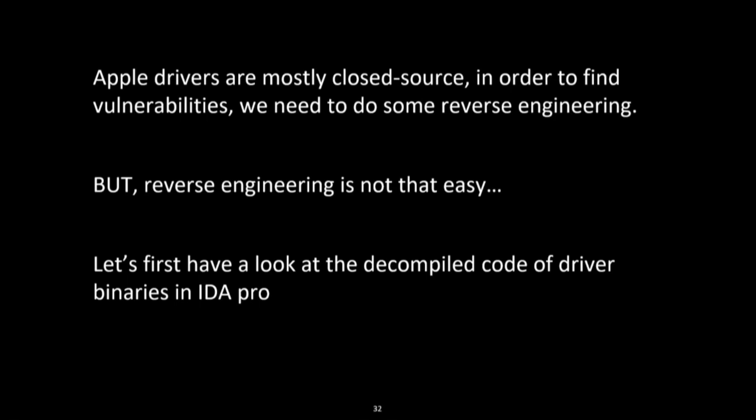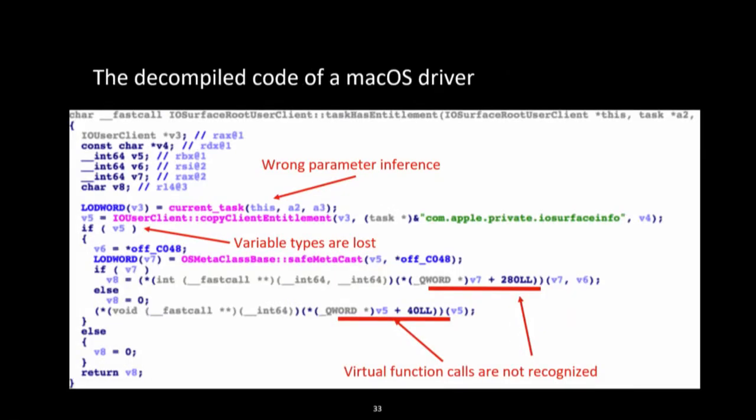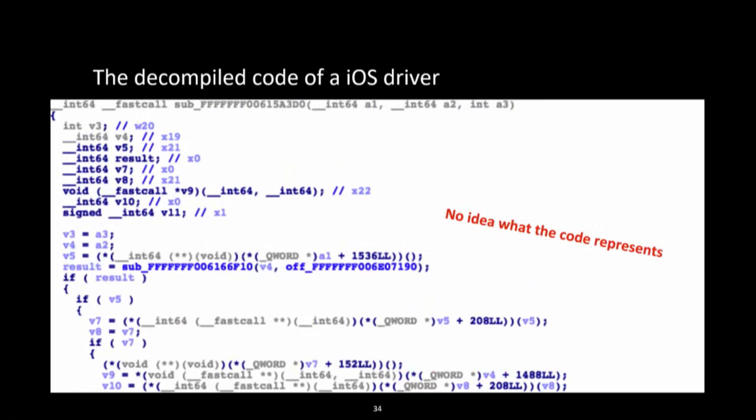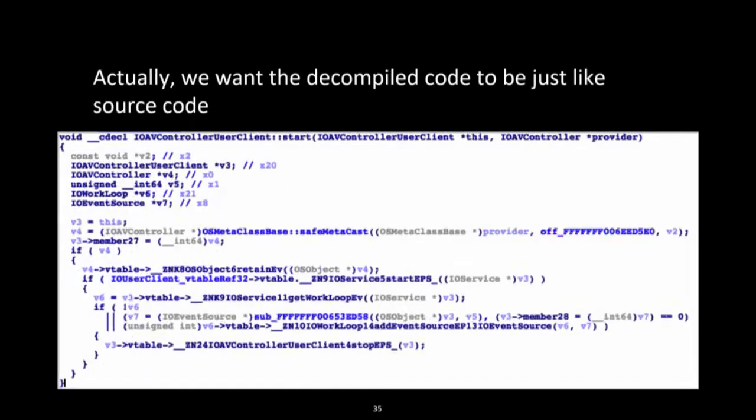Let's first have a look at the compiled code of driver binaries in IDA Pro. In the compiled code of macOS drivers, you can see that the function names are kept, but there are many problems, such as wrong parameter inference, lost variable types, and unknown virtual function calls. As for iOS kernel drivers, the situation is even worse. We have no idea what this decompiled code represents. It's a mess. In fact, in order to find vulnerabilities or do some reverse engineering, we want the decompiled code to be just like the source code, just like the figures suggest.